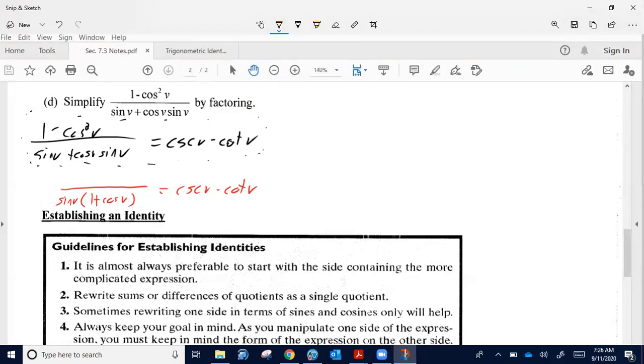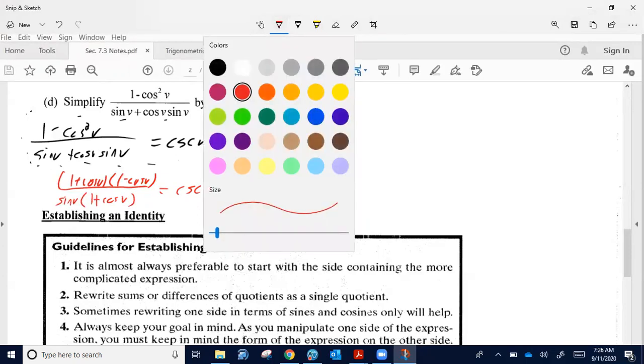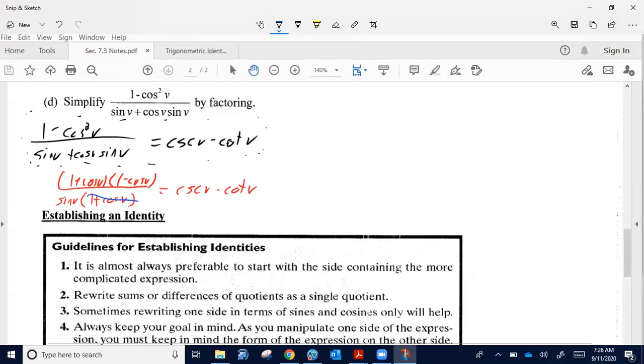This, though, is powerful because it's an identity and it also factors. That's a difference of squares. This becomes 1 plus cosine of v and 1 minus cosine of v. And that really helps us out because now 1 plus cosine and 1 plus cosine will cancel. And we're left with a 1 minus cosine over a sine equal to a cosecant minus a cotangent.